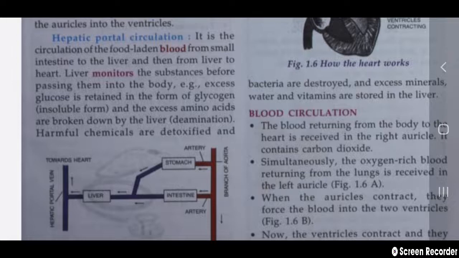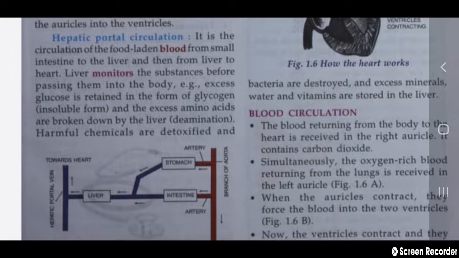So the nutrients from the food we take, as you know, our blood carries energy to the other parts of the body. The nutrients from that food come to the liver, from there they are sent to the heart, and the heart puts those nutrients into the blood. The liver monitors the substances before passing them into the body, checking whether the nutrients are supplied equally or not, and then they are supplied to all the parts of the body.